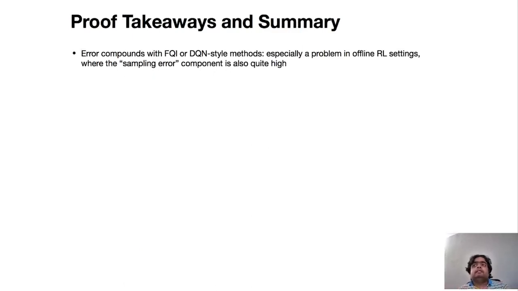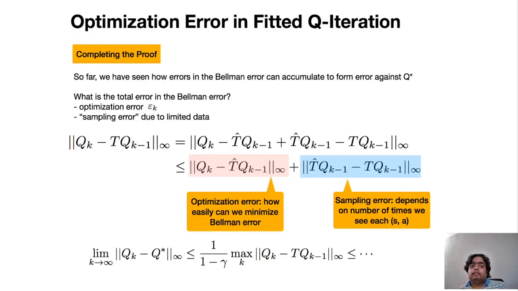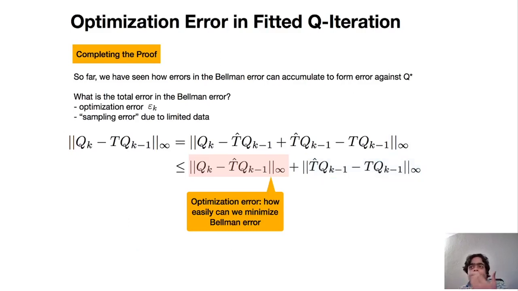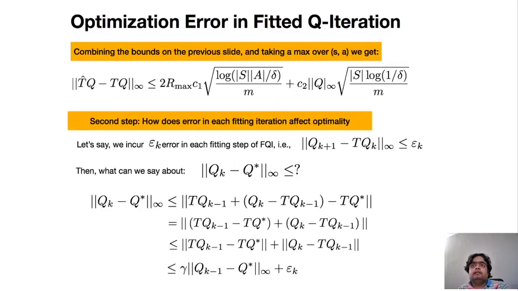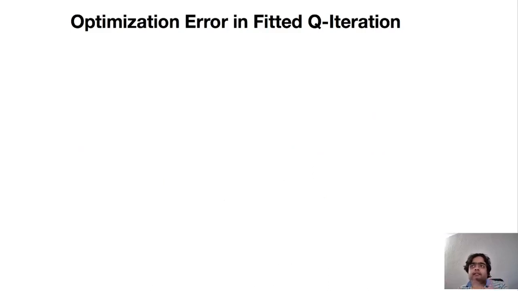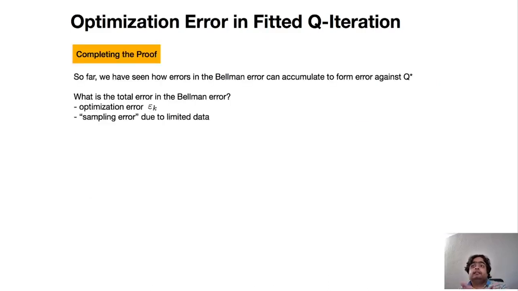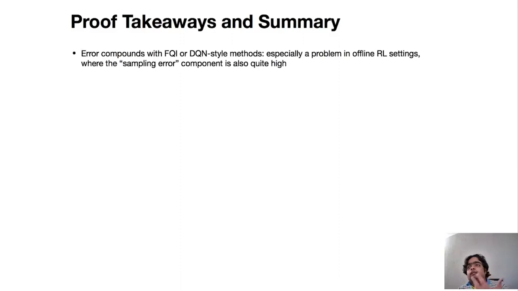And note that this is especially a problem in offline RL settings, where this notion of sampling error can be extremely high. For instance, if you haven't seen a particular state action pair in your data set, if you recall what this expression for sampling error looks like, it depends on the number of times you've seen the SA pair, which is m in the expression in the first line. So if m is very small, you're going to pay a larger price there, and that larger price translates to a larger error in your Q function. So this connects back to the notion of how the Q function was erroneously estimated, like overestimated a lot, in offline RL settings.